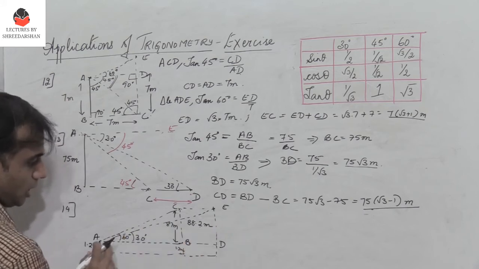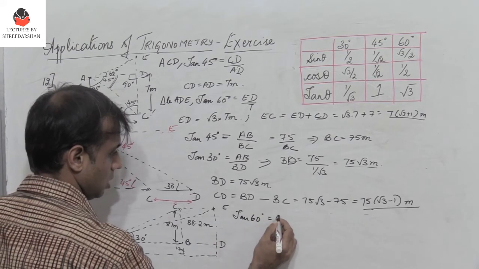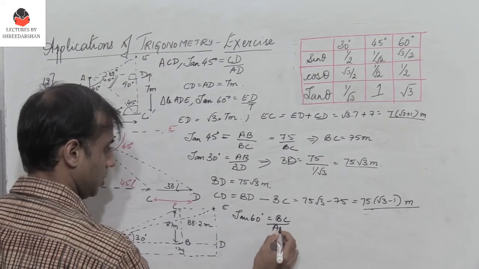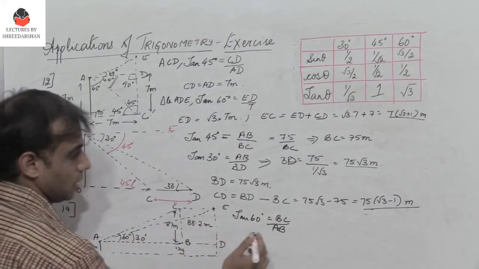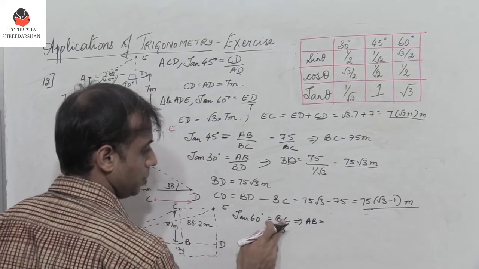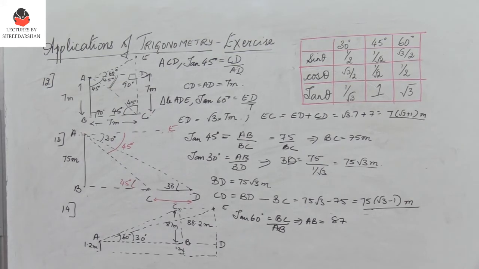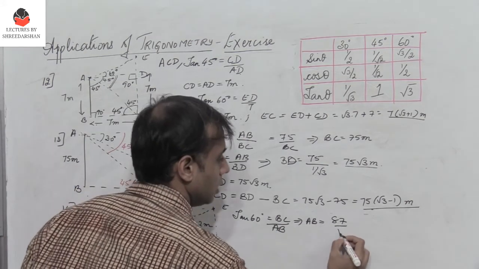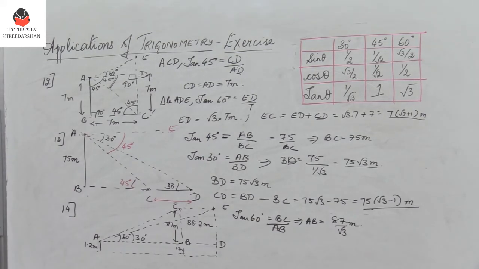Alright, so for the angle ABC, I have tan 60 is BC divided by AB. So what is BC? BC is 87. So this implies AB is BC, which is 87 divided by tan 60. So what is tan 60? It is root 3 meters. Okay, so therefore we find that AB is 87 by root 3 meters.